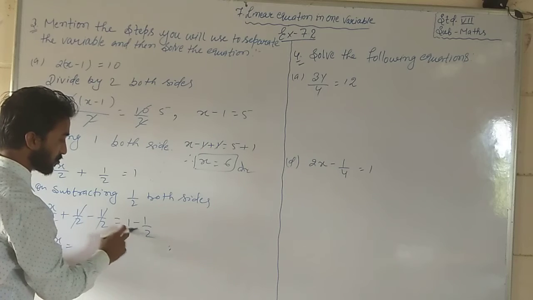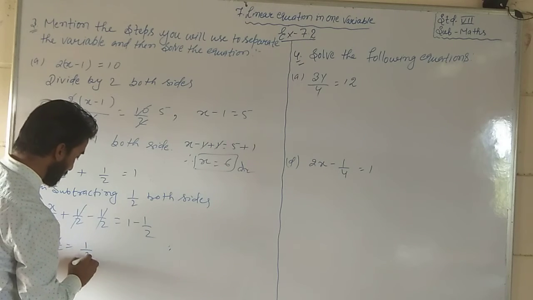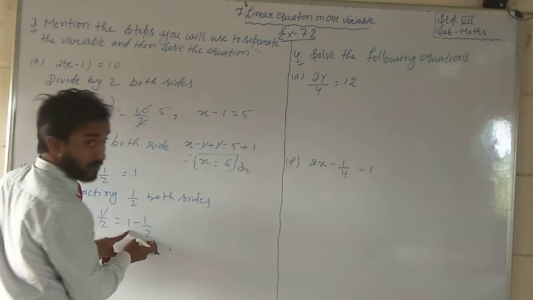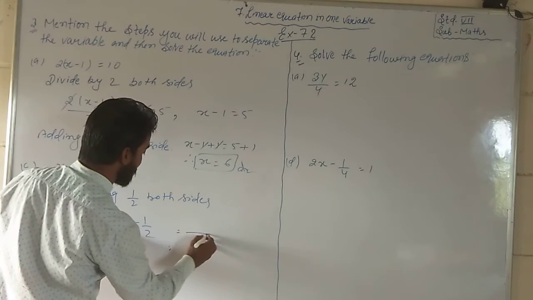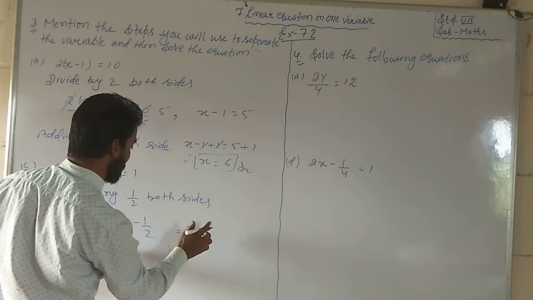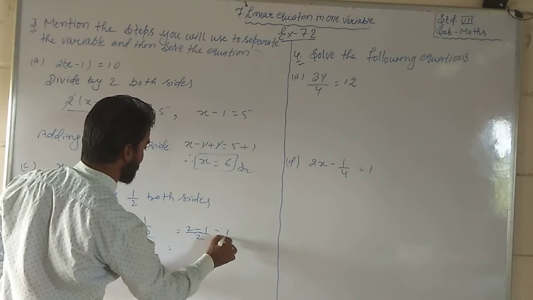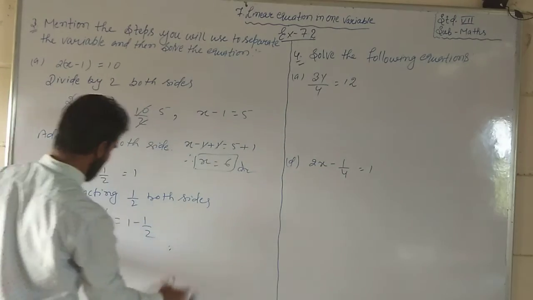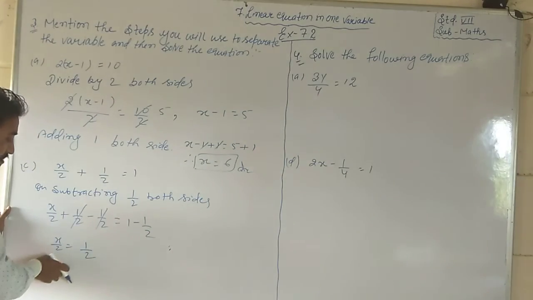It will be the LCM. See 1 minus 1 by 2. The denominator is 2, and 1 has nothing, so the LCM will be 2. 2 into 1 is 2, minus 1. 2 minus 1 is equal to 1 by 2. So I have directly written 1 by 2. So students, x by 2 is equal to 1 by 2.